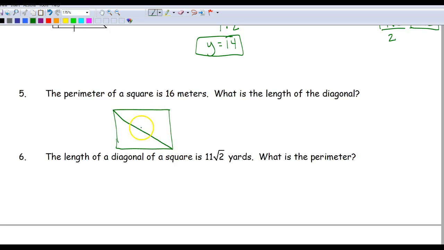The diagonal goes from one corner to the other. We don't know what the diagonal is. That's what we're trying to find. Now we know the perimeter is 16. So that means if I add up all the sides of this square, I'm going to get 16.